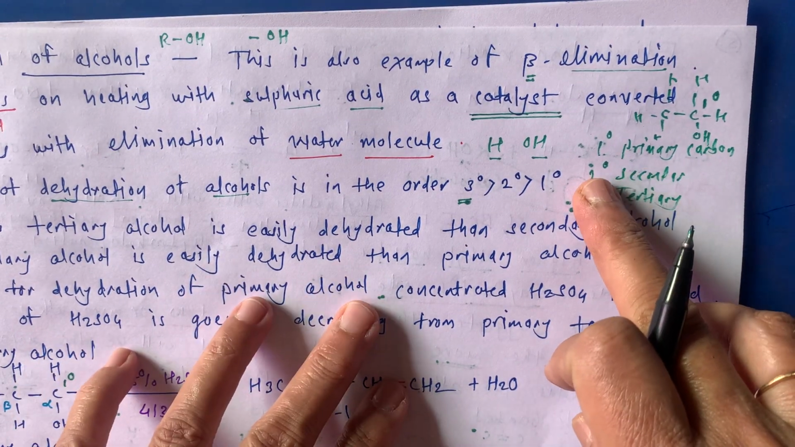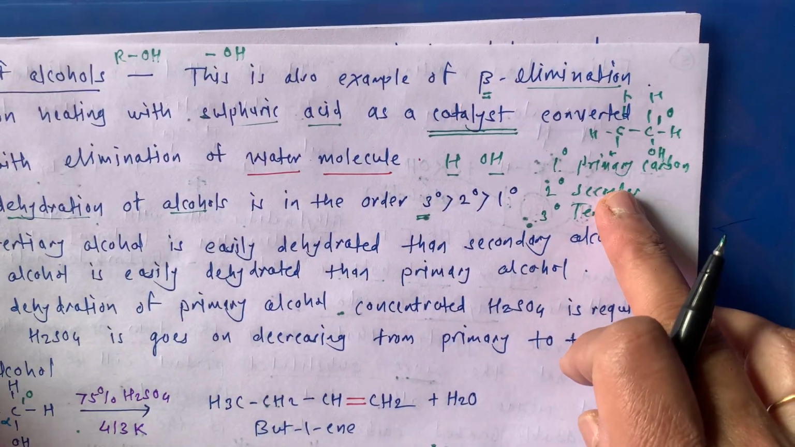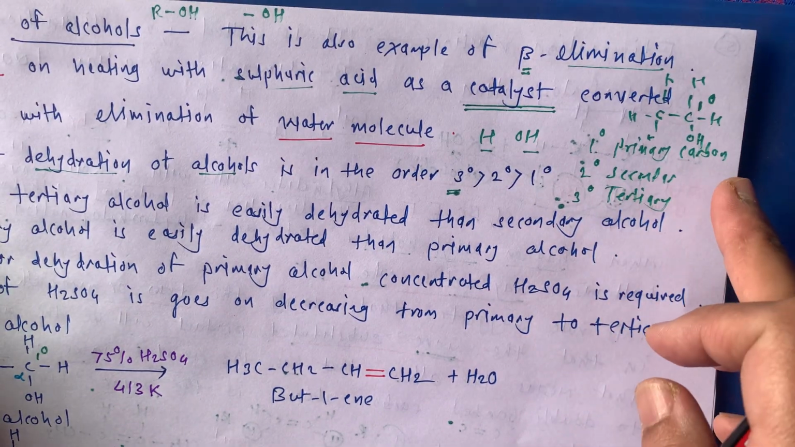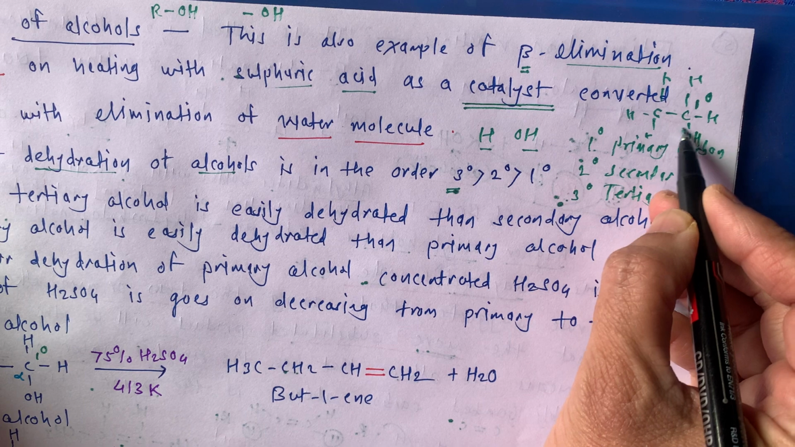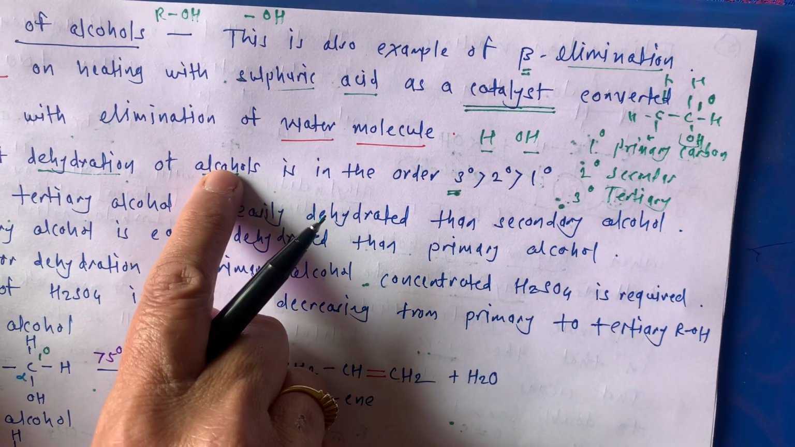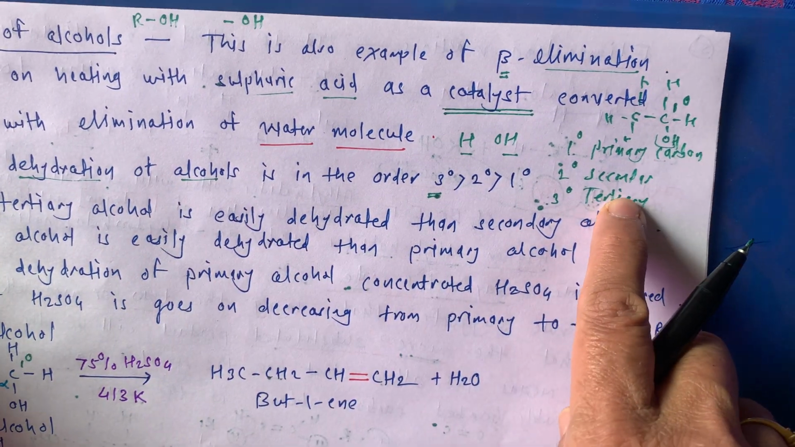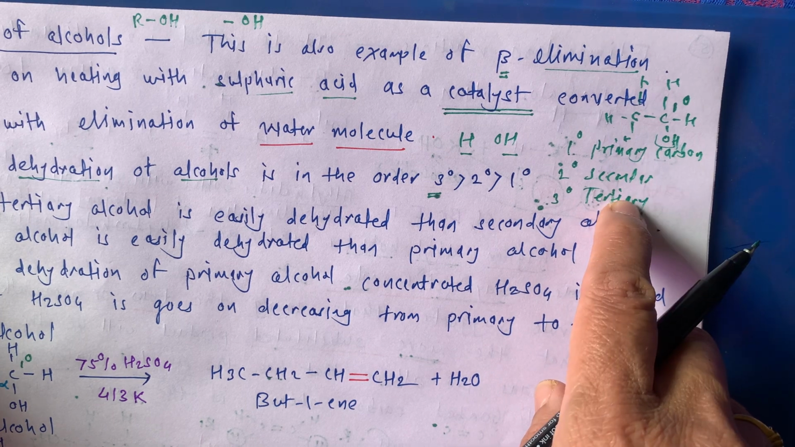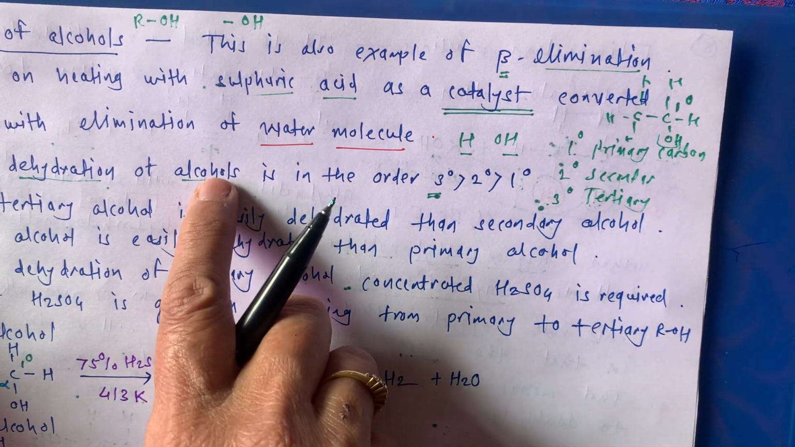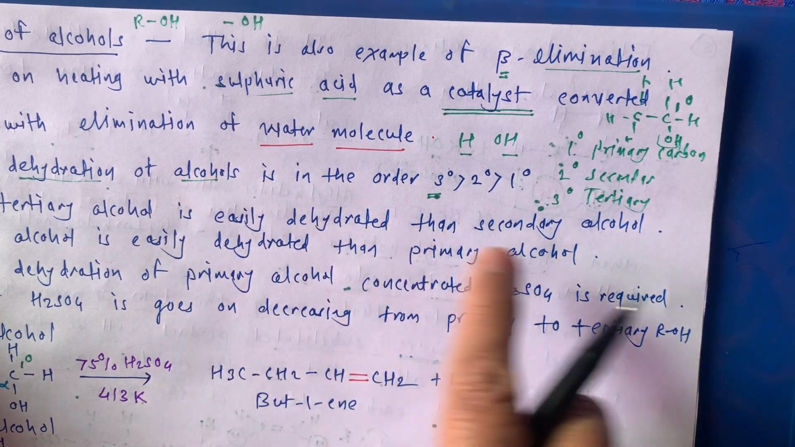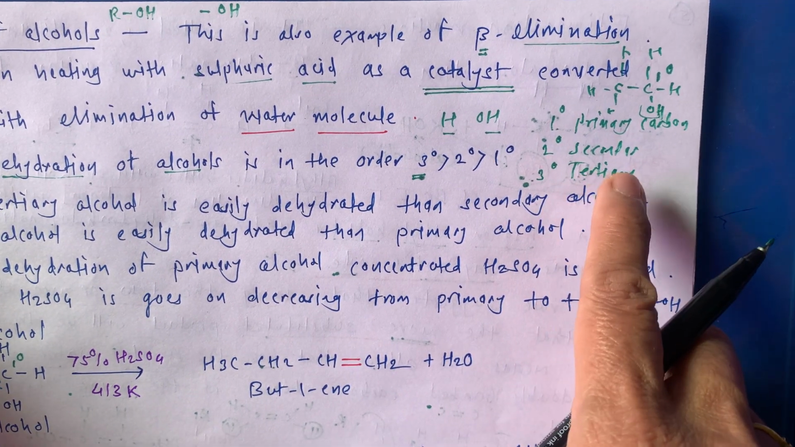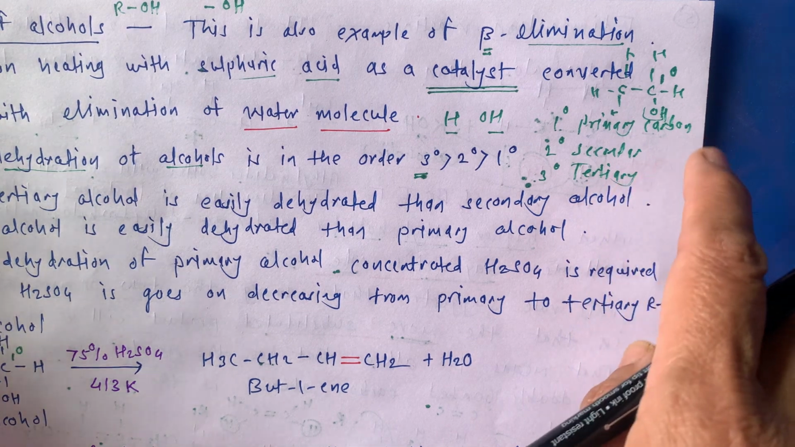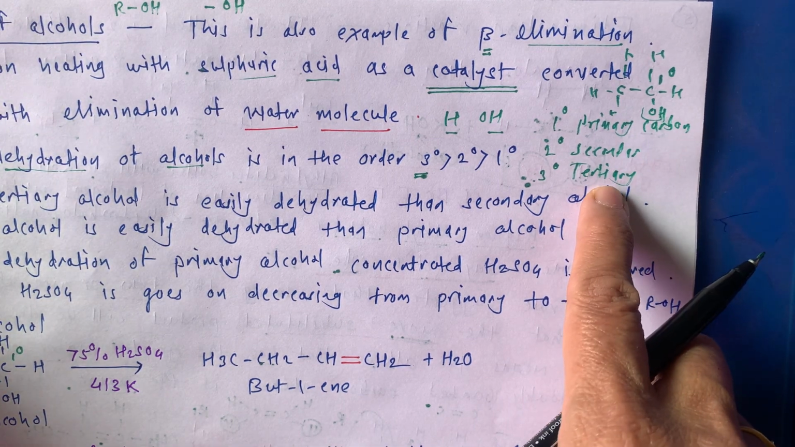Similarly, if there is a secondary carbon, meaning a carbon attached to two other carbons, and to that secondary carbon there is an OH group like this, then that is the secondary alcohol. If there is a tertiary carbon and to that tertiary carbon the OH is attached, meaning the alcohol is there, then that is a tertiary alcohol. What do you mean by tertiary carbon? When a carbon is attached to 3 other carbons, that is tertiary.